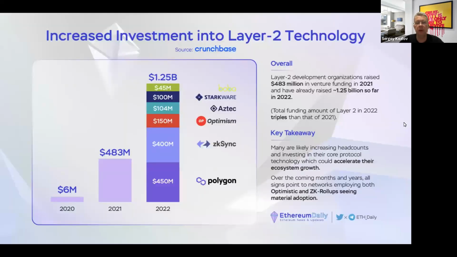So to estimate the level of investment which goes to layer 2 technology, just look at the previous year, 2022. We had more than $1 billion of investment in a few ZK rollups. First of all, that's Polygon, ZK Sync, Starkware, and some others. So it's quite significant money going into the development of this technology.